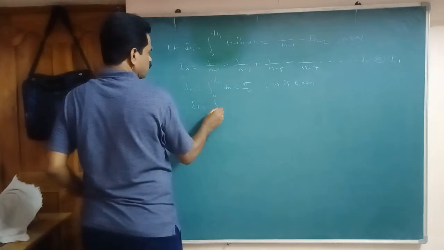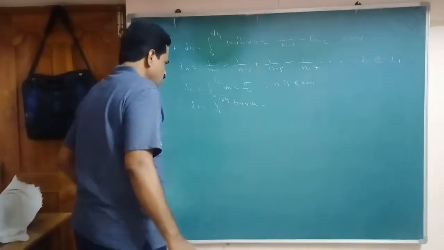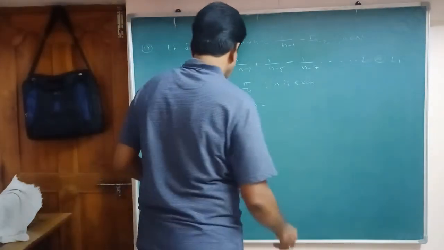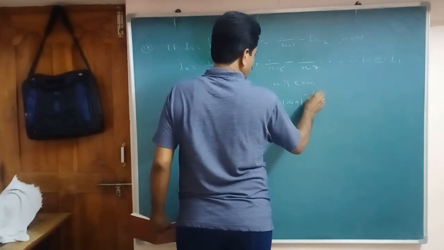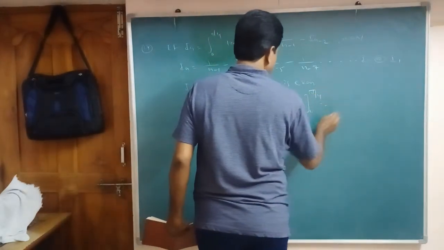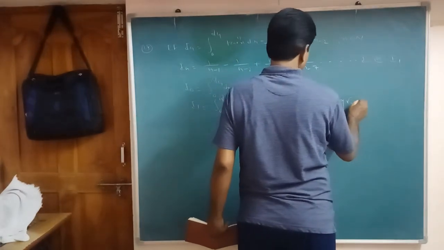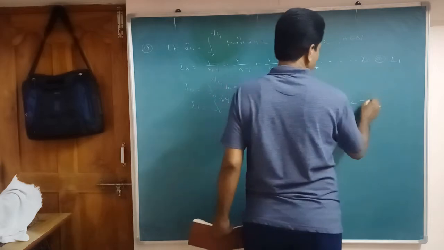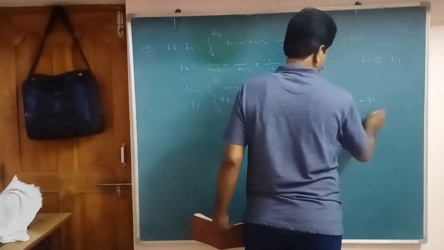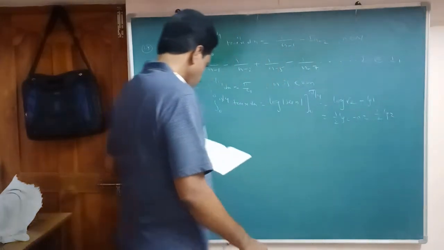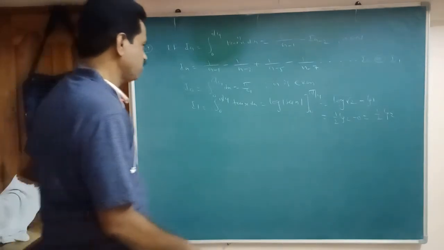If n is odd, I1 equals the integral from 0 to pi by 4 of tan x dx. The integration of tan x is log of secant x, with limits 0 to pi by 4. So writing the upper limit: log of secant pi by 4 is root 2, log root 2, minus secant 0 is 1, log 1 is 0. So that equals 1 by 2 log 2 minus 0, that is 1 by 2 log 2, if n is odd.